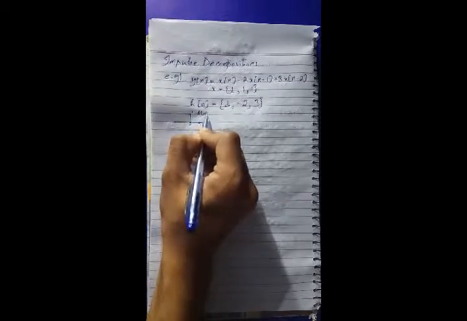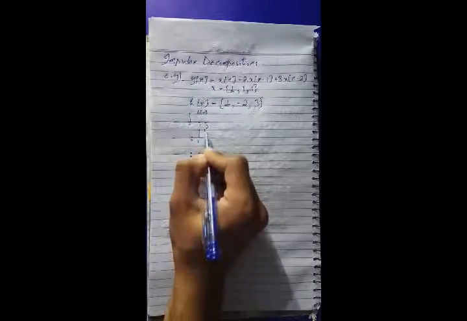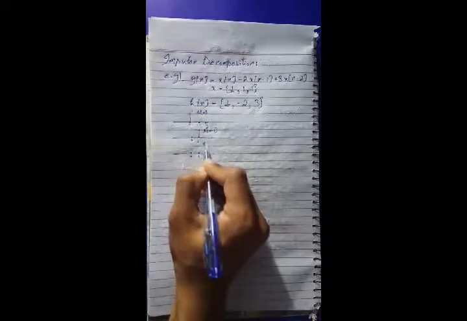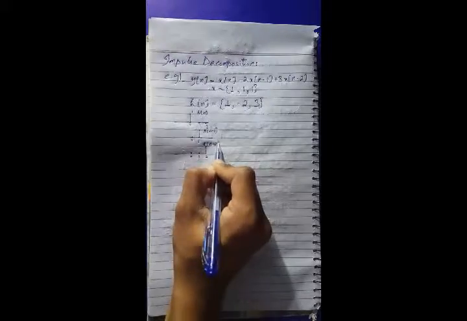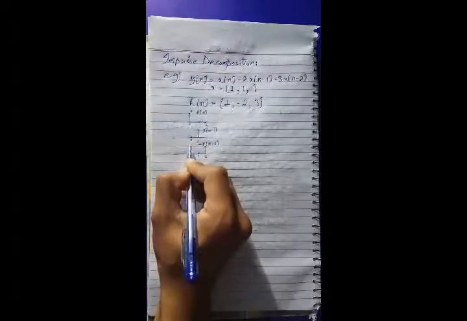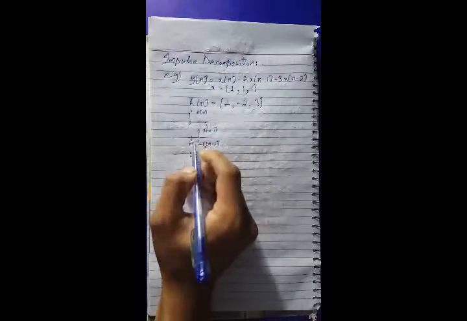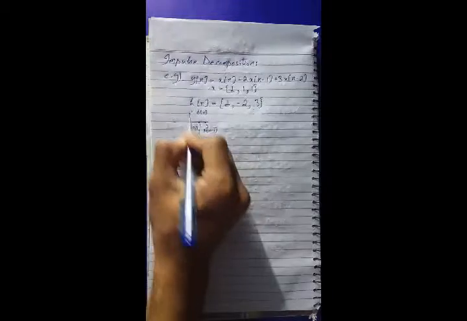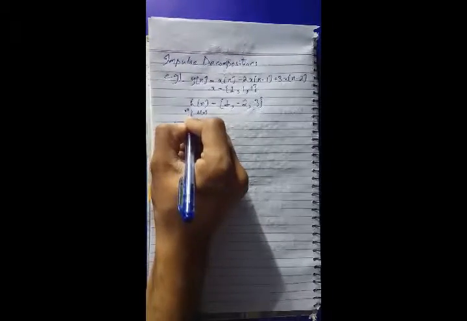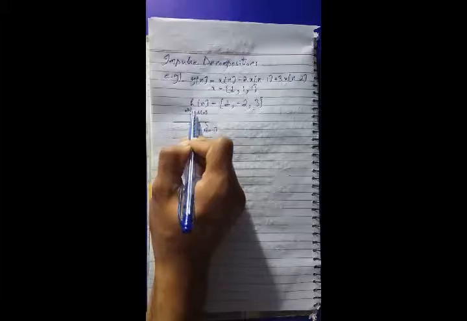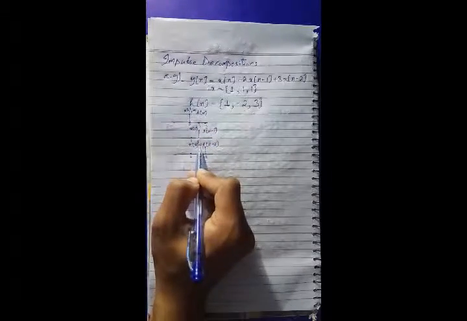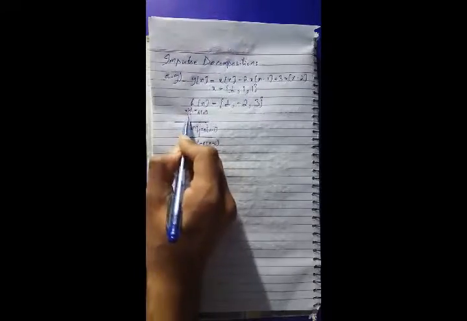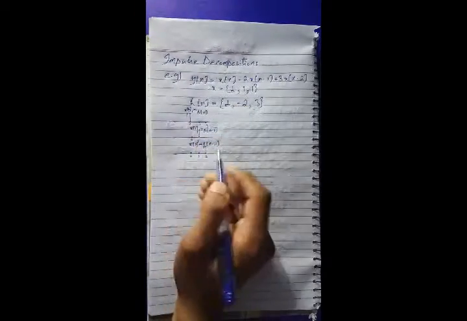This is delta of n, this is delta of n minus 1, and this is delta of n minus 2, and these are also the coefficients: x of 2, this is x of 1, and this is x of 0. Here we have value 1 because all the values are 1.